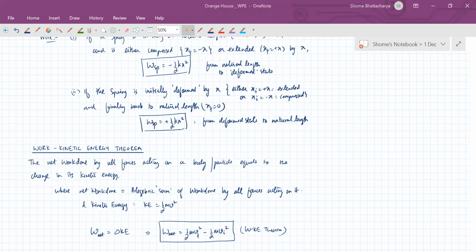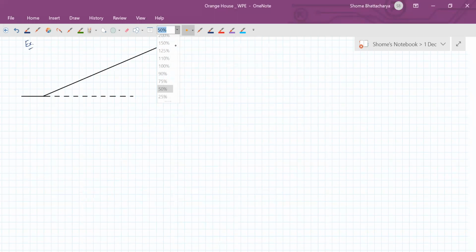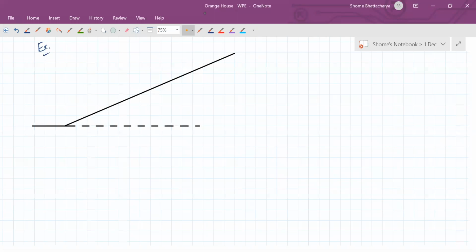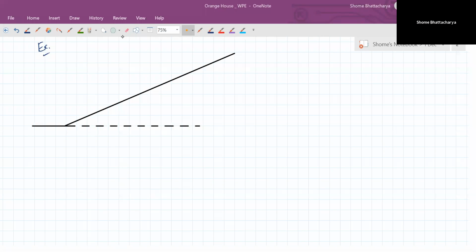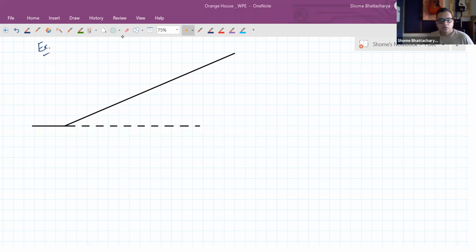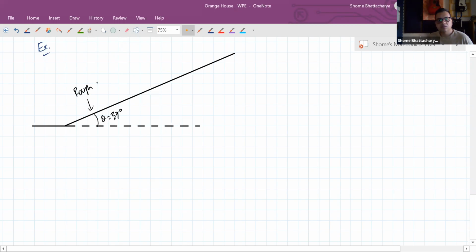Okay, so let's come back to our example. We have this inclined plane. This is a rough inclined plane. So the coefficient of friction is given to us as 0.5, let us say.